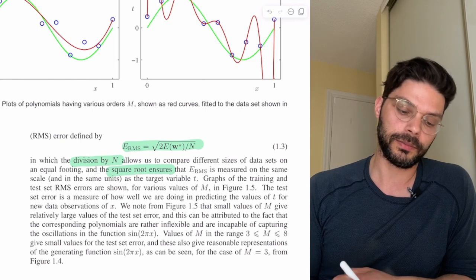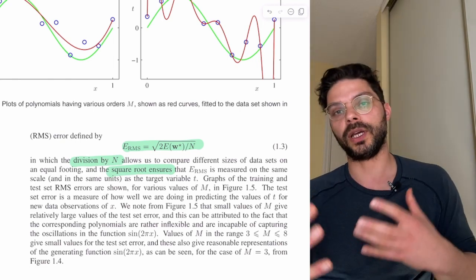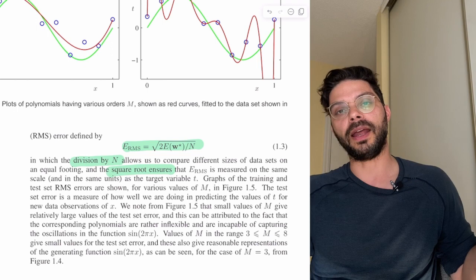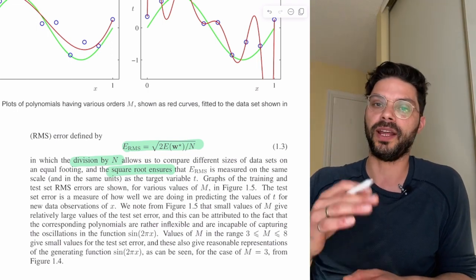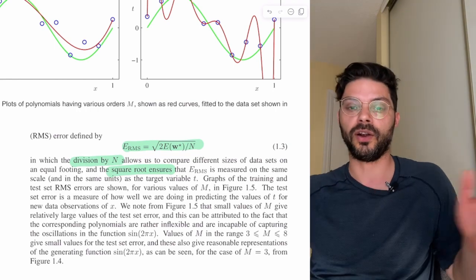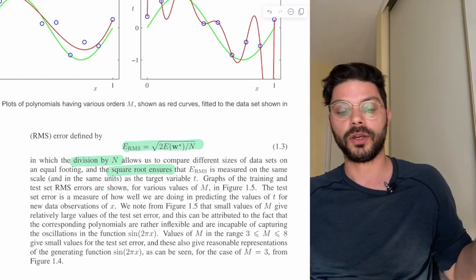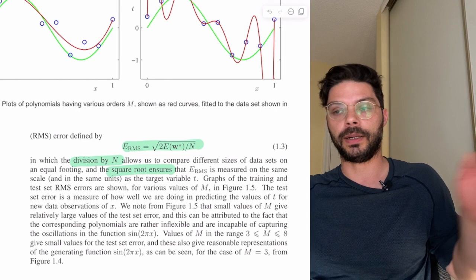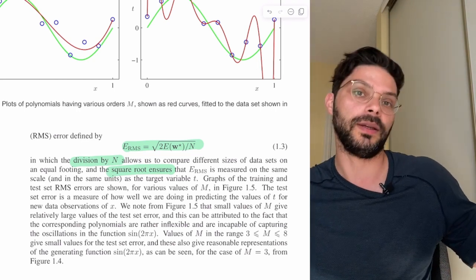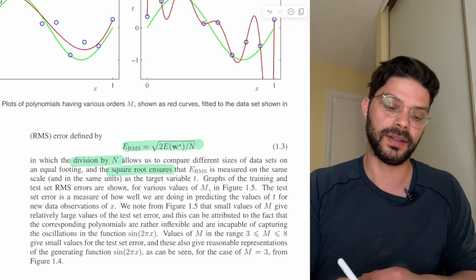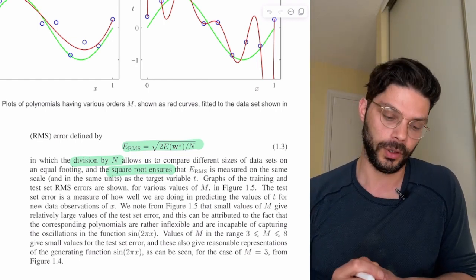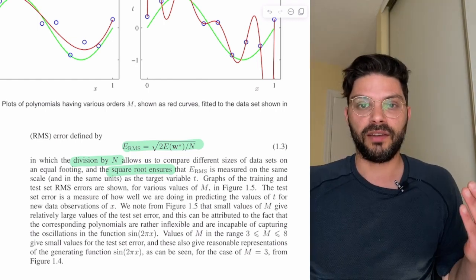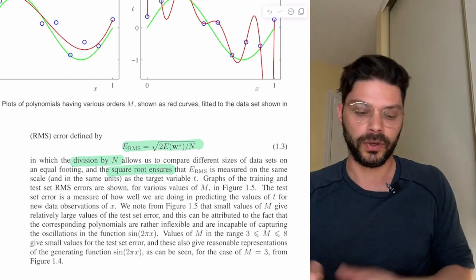Multiplying by 2 and dividing by n is so you can compare data sets of different sizes. If one data set had twice as many data points, those errors would tend to be twice as large just because you're adding up the results over twice as many input examples. So this normalizes for the number of data points you have, so that you can compare different data sets on the same footing. That's what that's about.